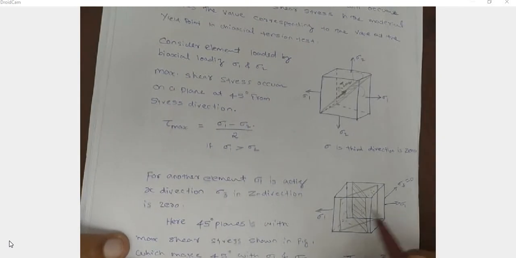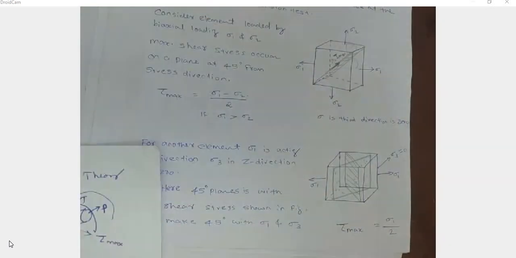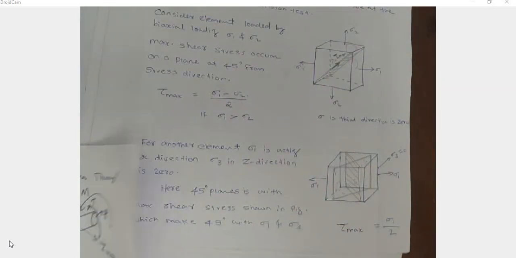Here also we can draw two planes subjected to maximum shear stress. This is the first plane and this one is the second plane. Both planes are at an angle of 45 degrees with sigma 1 and sigma 3. So in this case, what is the value of tau maximum? Tau maximum is equal to sigma 1 by 2.